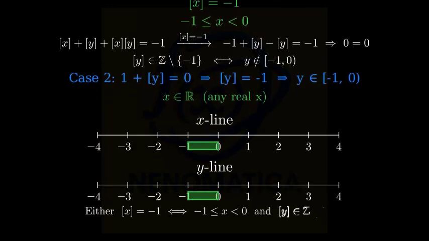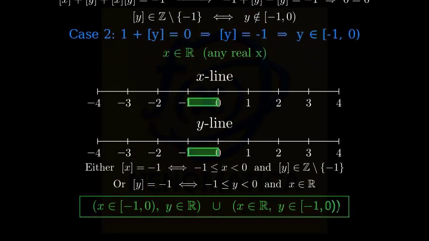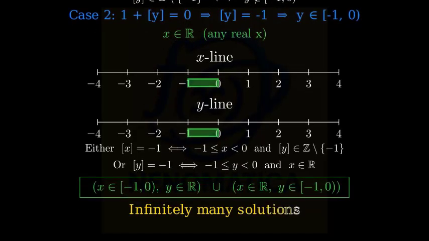Final collection. Summarizing all cases. Either the floor of x equals -1, which means x is between -1 and 0, with any real y whose floor is not -1. Or the floor of y equals -1, which means y is between -1 and 0 with any real x. Equivalently, the solution set is the union: all pairs with x in -1 to 0, any y, union any x with y in -1 to 0. There are infinitely many solutions.